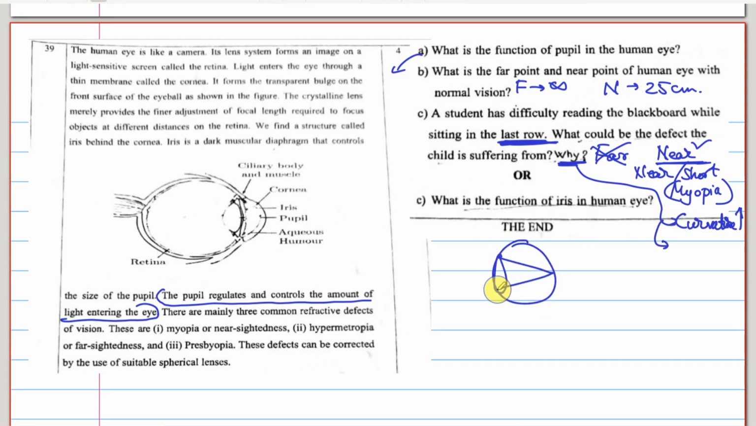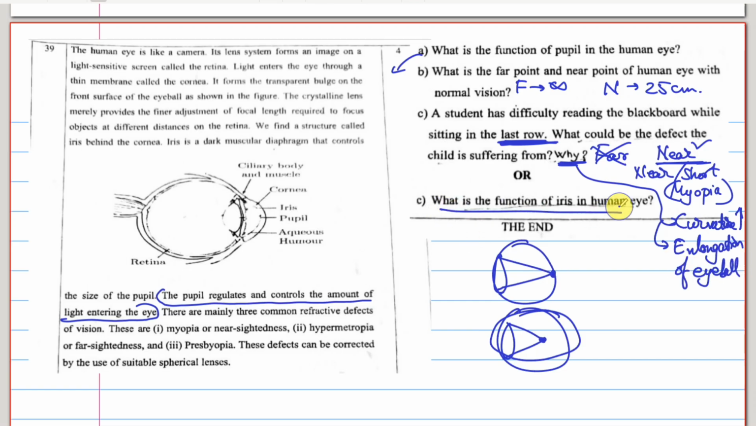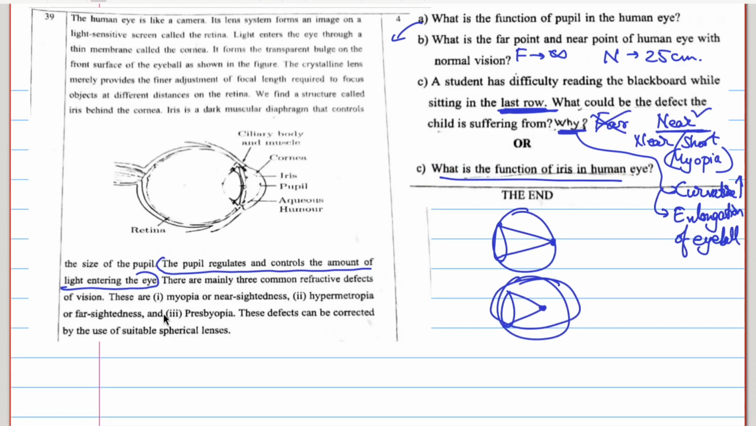Normal eye focuses light onto the retina. For myopia, it gets focused at a shorter point. That means the eyeball has become elongated. So elongation of eyeball. These are the two causes. Next, what is the function of iris in human eye? Have they given that too? Iris is behind the cornea. Iris is a dark muscular diaphragm that controls the size of the pupil.